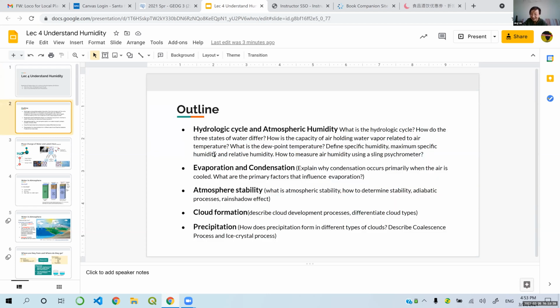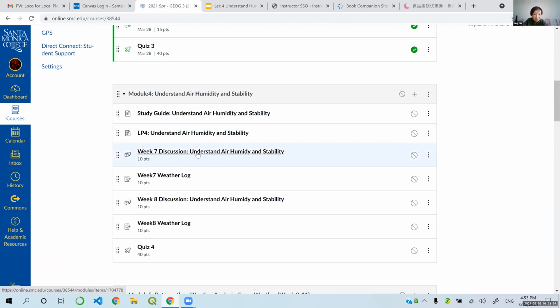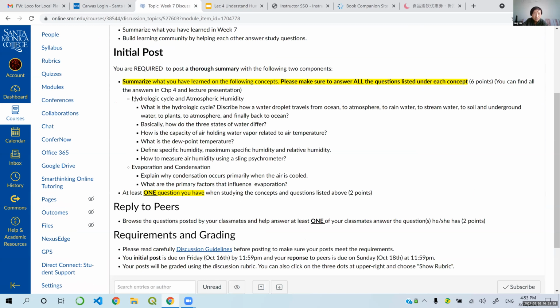So this is the lecture outline. This week, in the discussion, you're going to reflect on what you have learned in the top 2, I think. Our discussion is air humidity. We are going to summarize the hydrologic cycle and atmospheric circulation and evaporation and condensation. Don't forget to post one of your questions to challenge your classmates.